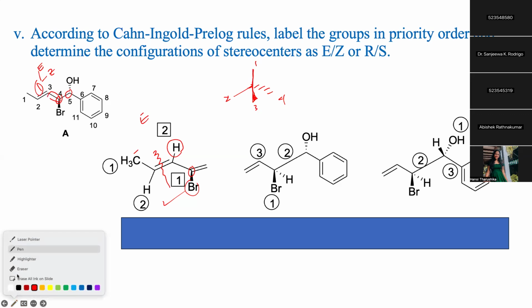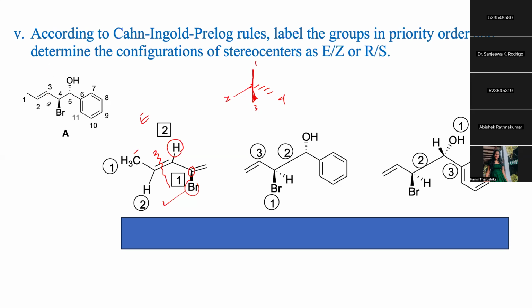Let me redraw this so that it'll be clear. See, these bonds are already on the plane, right? And the bromine is coming towards you. Therefore, the hydrogen, the 4th atom attached to this carbon number 4, should be going away from you. So then this is it. Then you label them according to the priority. So bromine gets number 1.